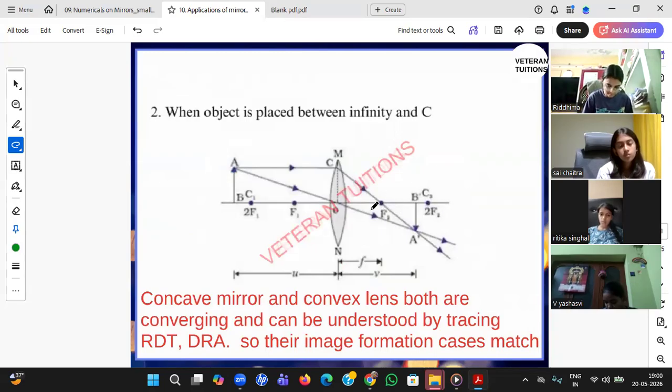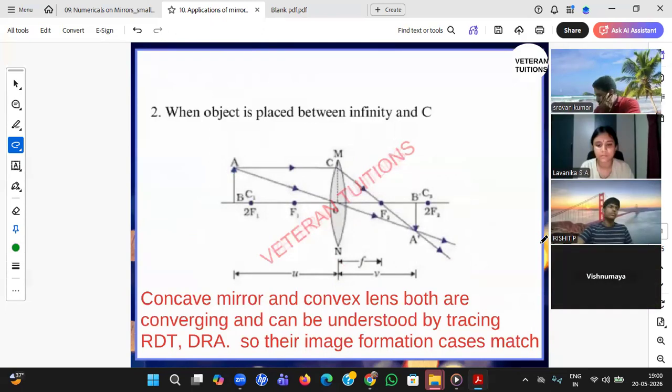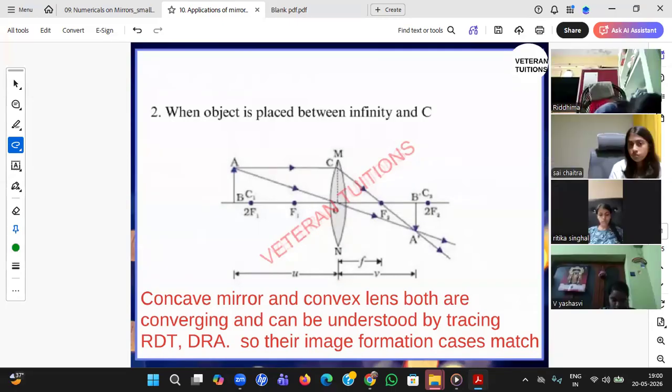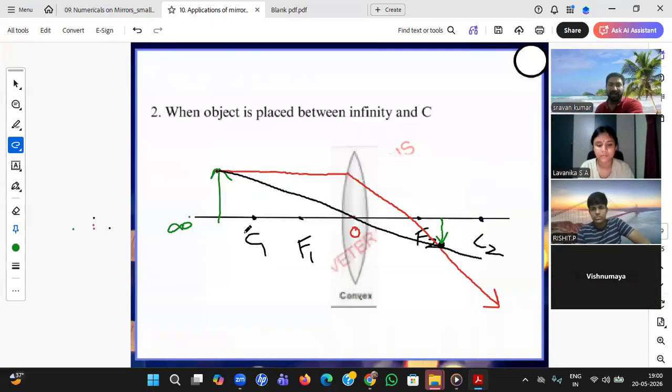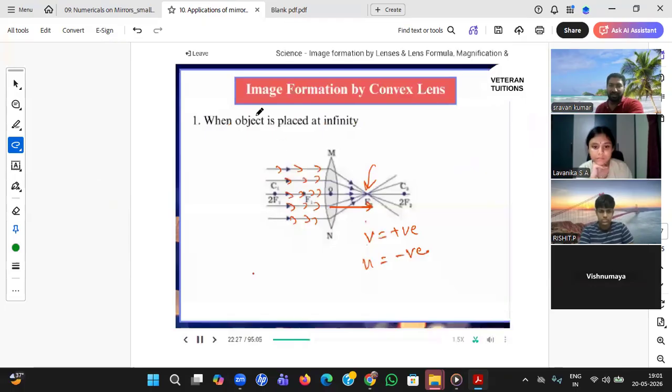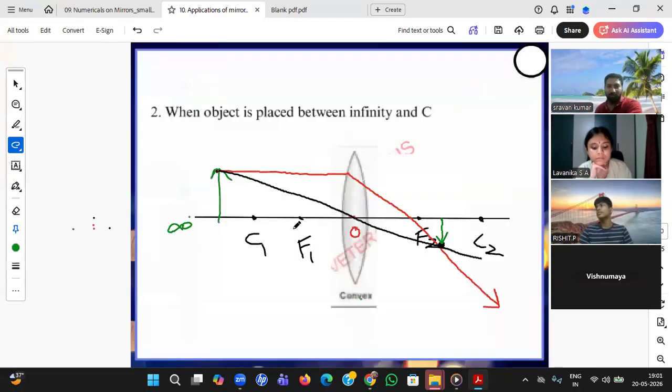Okay, so Vishnu Maya, how did you predict it? Hello, can you hear me? Okay, so students, when we check back these two conditions, sir, first condition, object at infinity, image at focus. And the second case, when the object is beyond C, the image is between C and F.